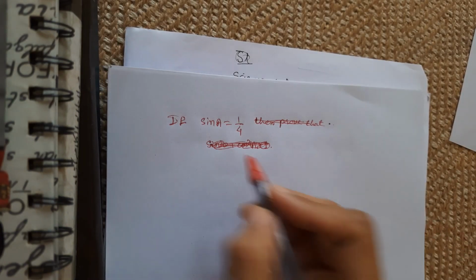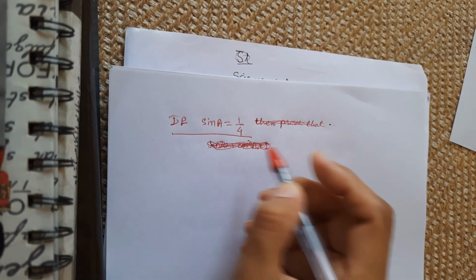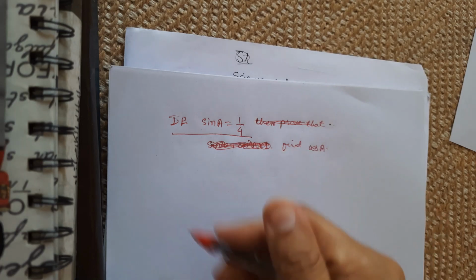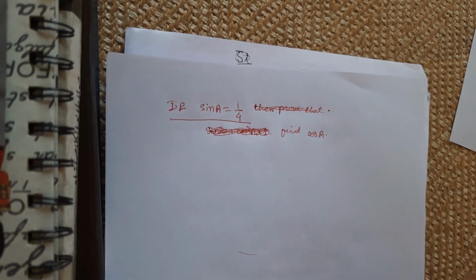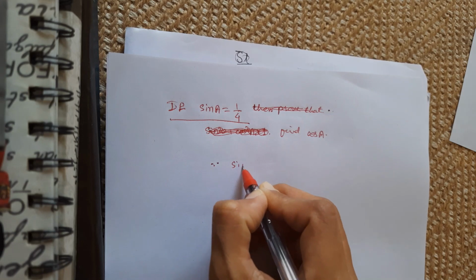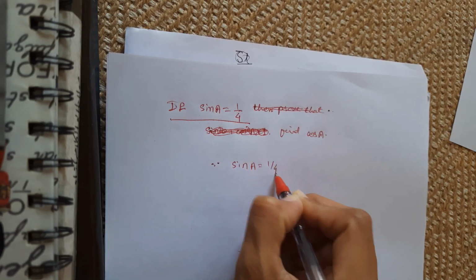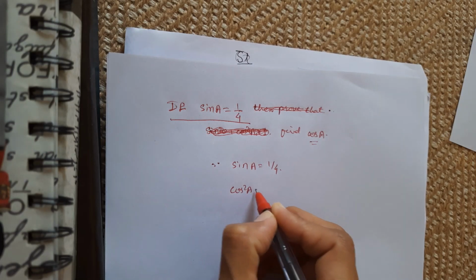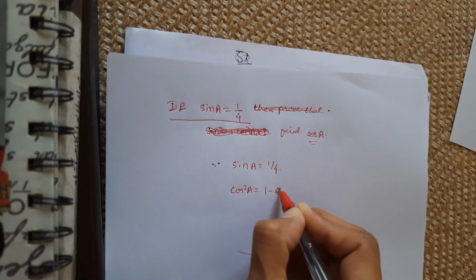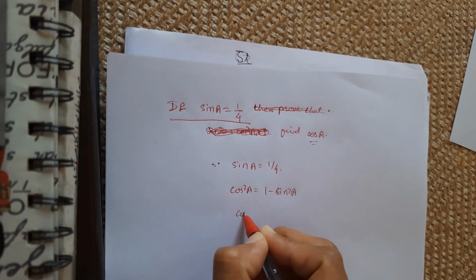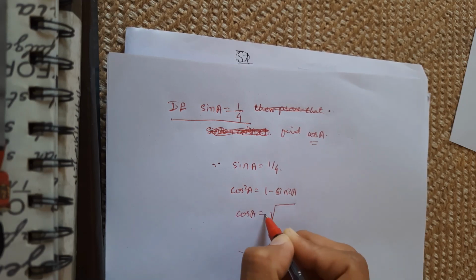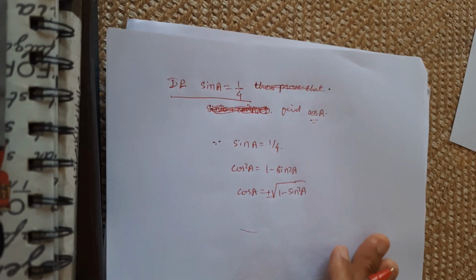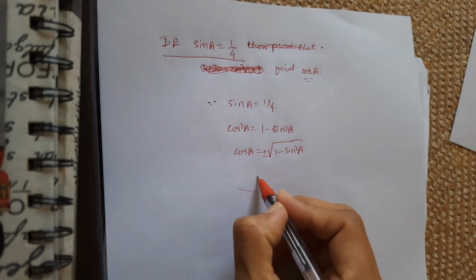So just take another example: if sin A equal to 1 by 4, find out cos A. Now the quadrant information is not given here. Since sin A is 1 by 4 and I need to find cos A, I know that cos square A equals 1 minus sin square A. So cos A will equal plus minus root of 1 minus sin square A. Just substitute the value here.